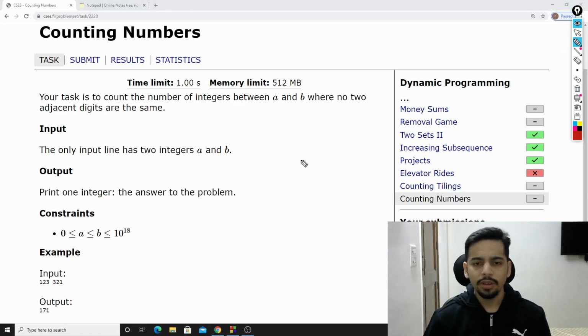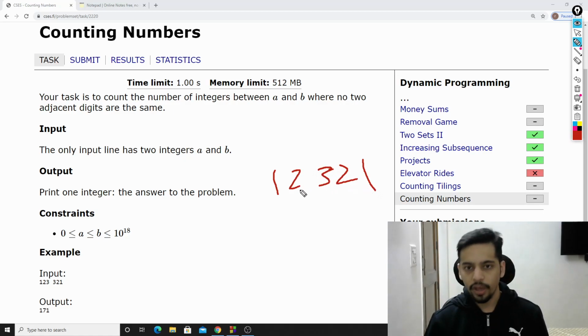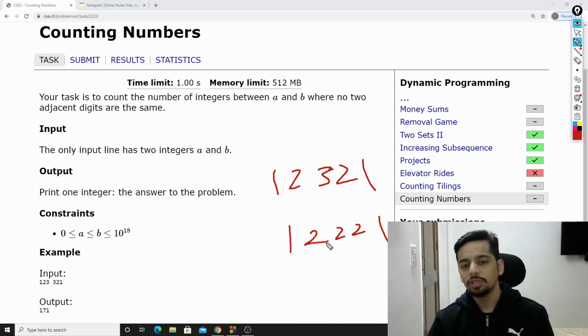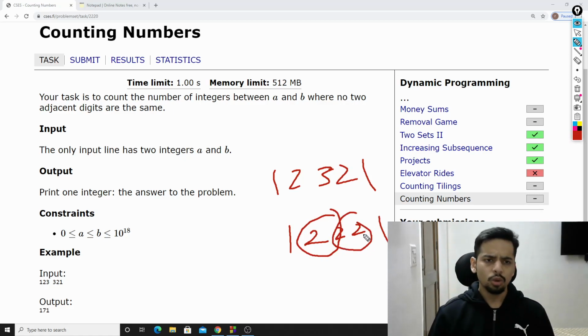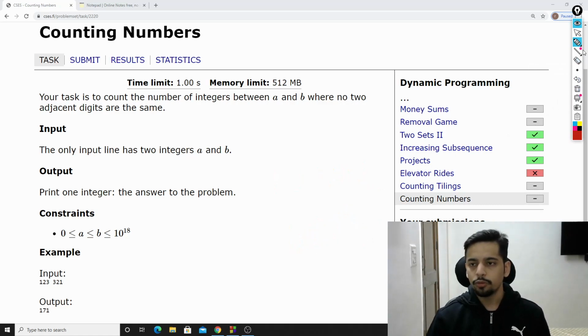Let me take one more example. Is 1, 2, 3, 2, 1 a valid number? Yep, it is a valid number because you cannot find any two adjacent digits which are the same. But if we talk about 1, 2, 2, 2 and 1, this is not a valid number because these two adjacent digits are the same. So are these two. Alright, so hope you get the idea of the problem statement. Let's move to the solution now.